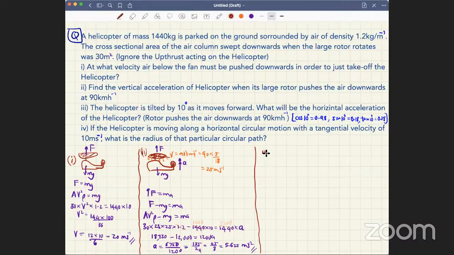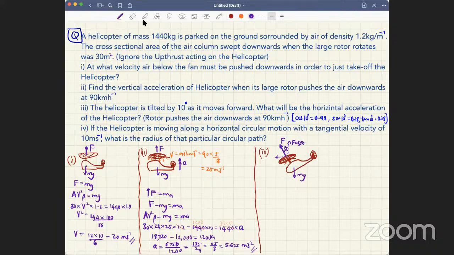Now the helicopter is tilted 10 degrees as it moves forward. If that's the case, it becomes Roman 3. Now the helicopter is tilted like this, and it's moving forward. Right. So there will be a force. The lift force will be acting like this, this time F, and the mg will be acting down. Since this is an essay question, you will have to show the steps. So this is that theta.